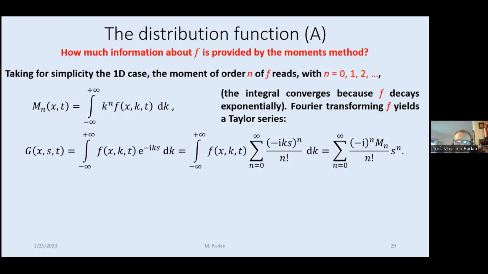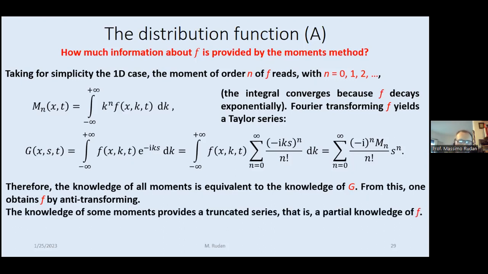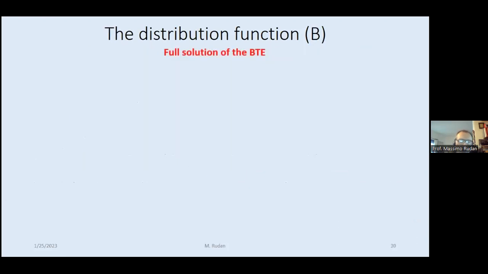As a consequence, the knowledge of all moments provides the knowledge of the Fourier transform, and by anti-transforming, provides the distribution function itself. Of course, the knowledge of some of the moments will provide a truncated Taylor series, so a partial information about the distribution function. So if one wants to have a real complete information about the distribution function, one should solve the Boltzmann equation in full.